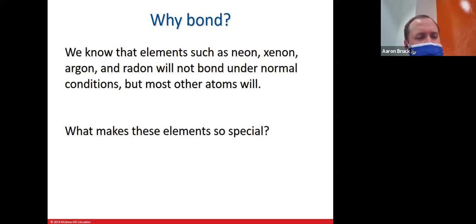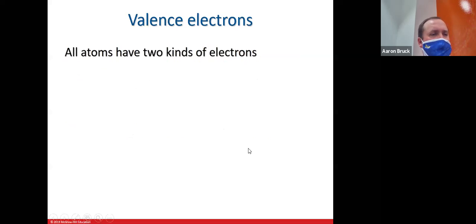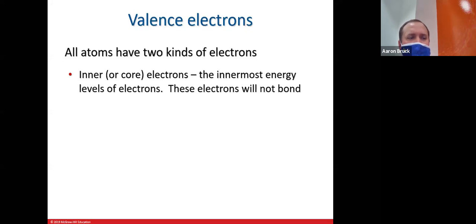But really, they're the only ones that act this way. What makes them so special? Why do they lack bonding characteristics when others have some ways of bonding in general? The answer to that question comes back to the idea of valence electrons. We talked about valence electrons in the last chapter. Remember, there are two different kinds of electrons. There are the core electrons. These are the ones in the inner energy levels, the ones closest to the nucleus. Because they are so close to the nucleus, they do not interact with anything other than each other and the nucleus. So they aren't involved in bonding.